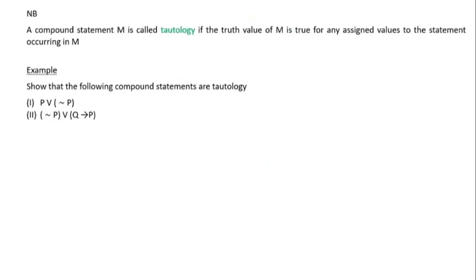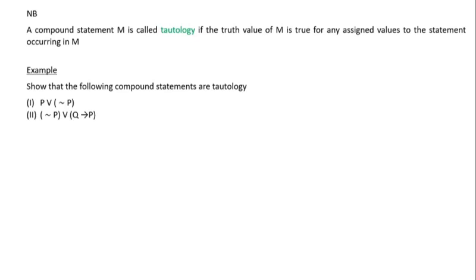Now we need to note something. A compound statement M is called a tautology if the truth value of M is true for any assigned values of the statements occurring in M. So what do I mean by this? Whenever we have a tautology as a compound statement, it means the truth values of the resultant are all true. You will not see any false in there. So let's look at an example.